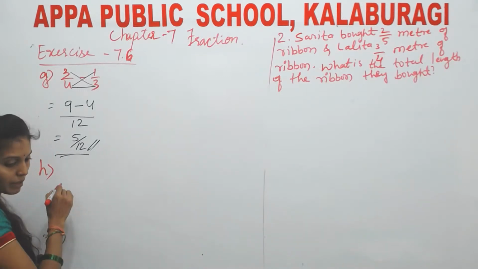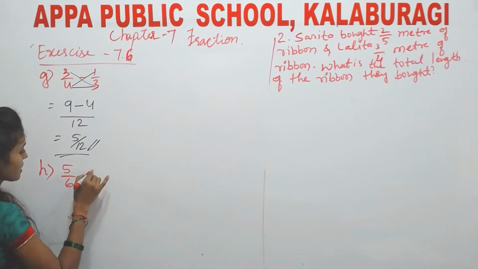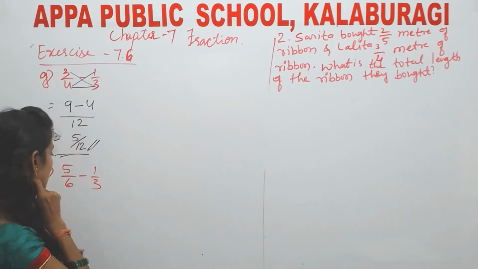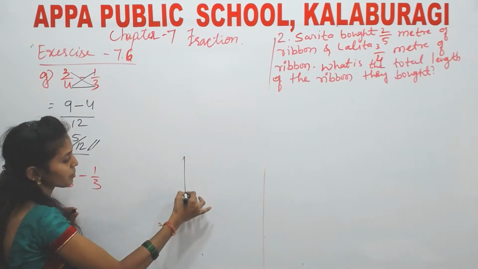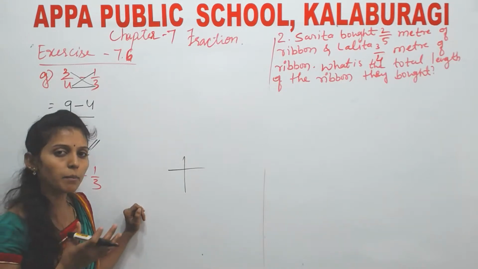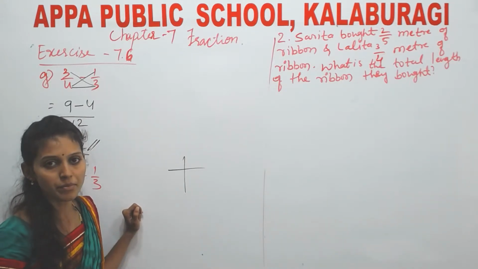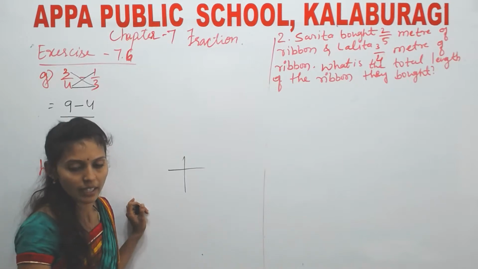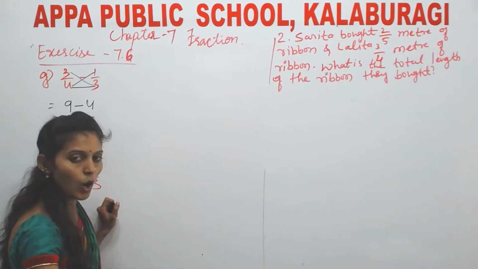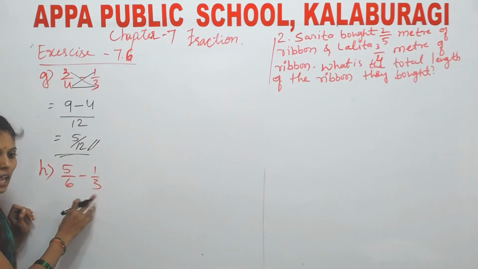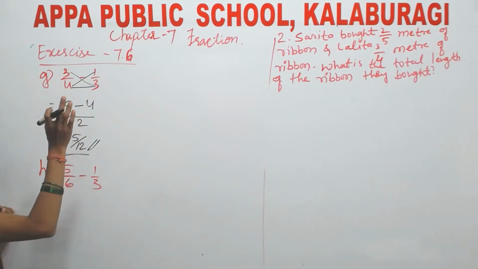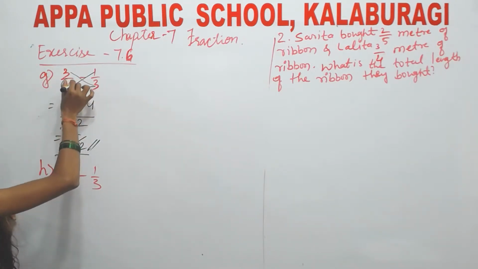H1. 5 by 6 minus 1 by 3. In this case, LCM method. See, no need to go through the prime factorization method only to find LCM. If the numbers are bigger, the prime factorization method is very easy. If the numbers are smaller, then what is the other way? The trick to find LCM. See, how many numbers are there? 2 numbers are there. Among these 2, choose the bigger one.